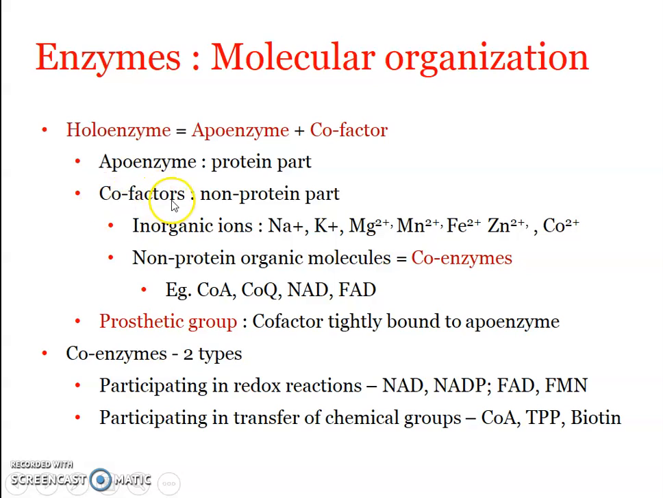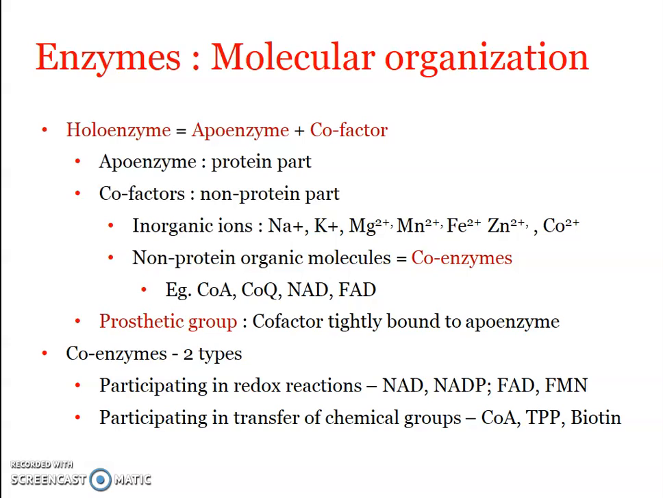This cofactor could be inorganic or organic in nature. When it is inorganic, it could be in ionic form like sodium, potassium, magnesium, manganese, iron, zinc, cobalt, etc. Only in the presence of these ions would certain enzymes work, and those enzymes are considered holoenzymes. The non-protein organic molecules are referred to as coenzymes. They include coenzyme A, coenzyme Q, NAD, FAD, etc.